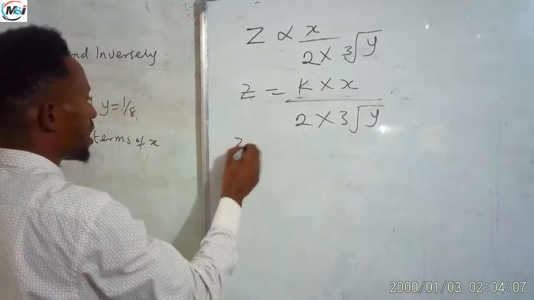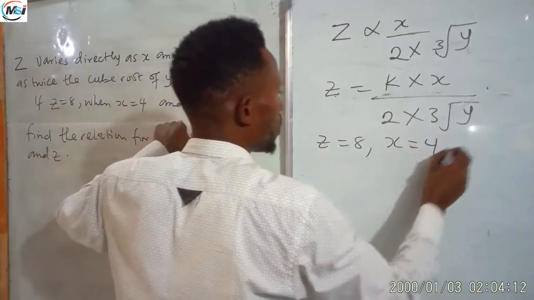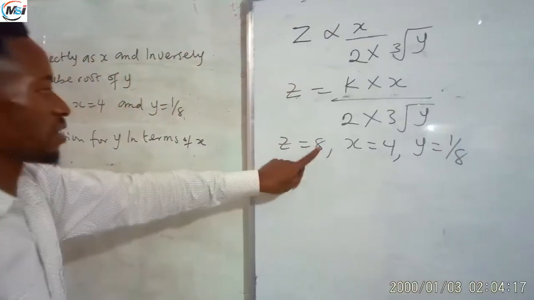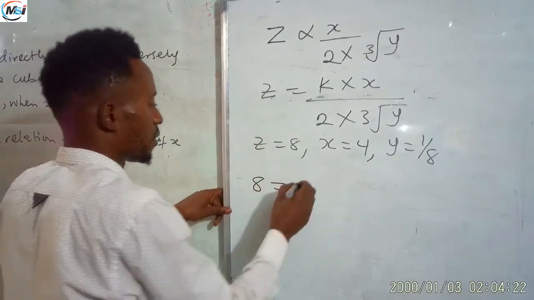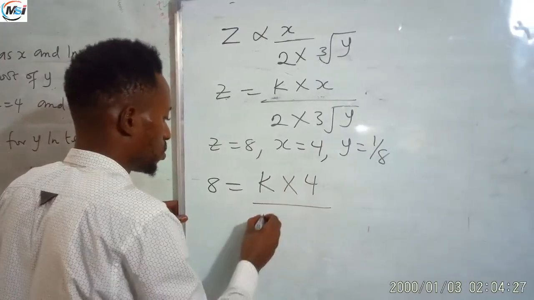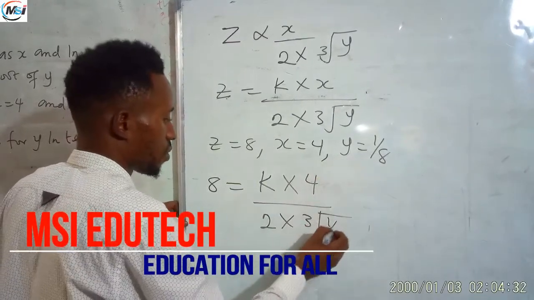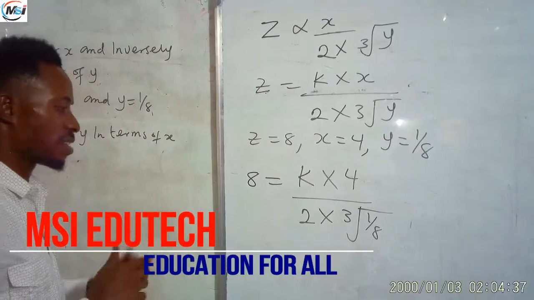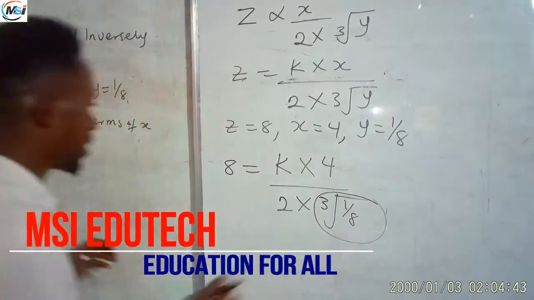So now we have z is equal to 8, x is equal to 4, and y is equal to 1 over 8. Let's substitute these values into this. 8 is z, k is what we are looking for, x is 4, and this is 2 times the cube root of y, which is 1 over 8. Okay, fine. The complicated area here is this, so I'll handle this separately.